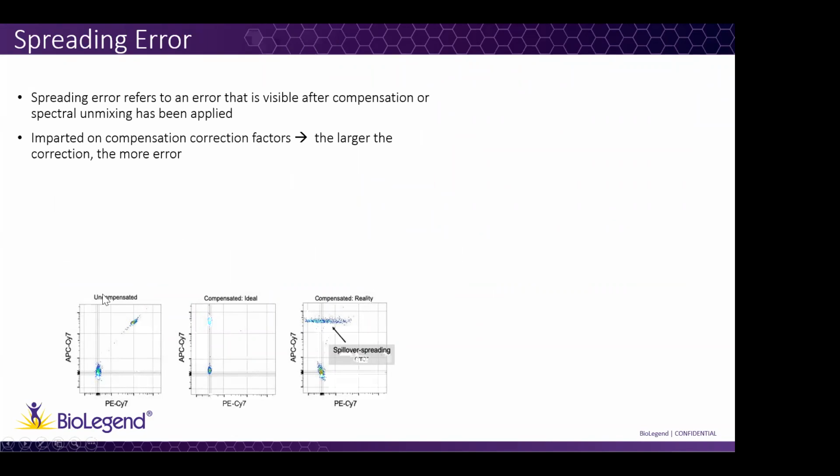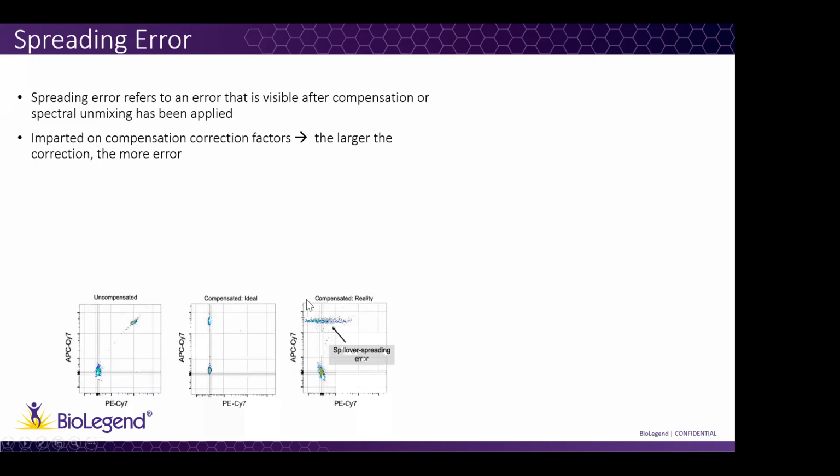And here you can see the uncompensated situation where the APC size 7 is actually spilling into PE size 7. And now to get rid of this spill, we can compensate. So we compensate so that the APC is now nicely here, APC size 7 and PE size 7 here. But this here is like an ideal situation.